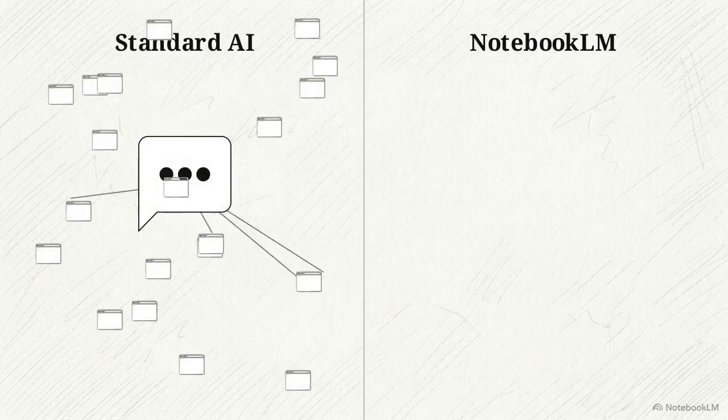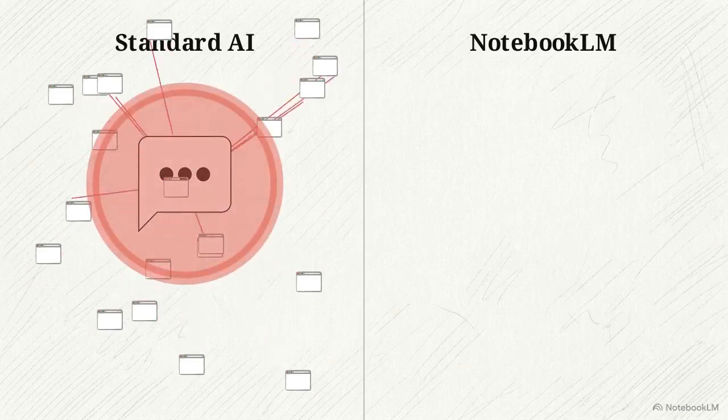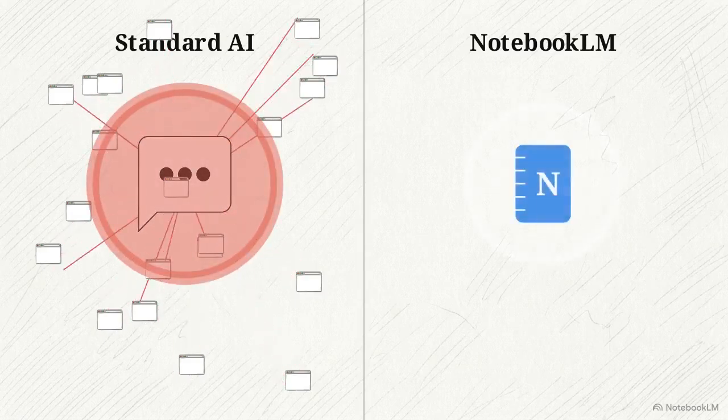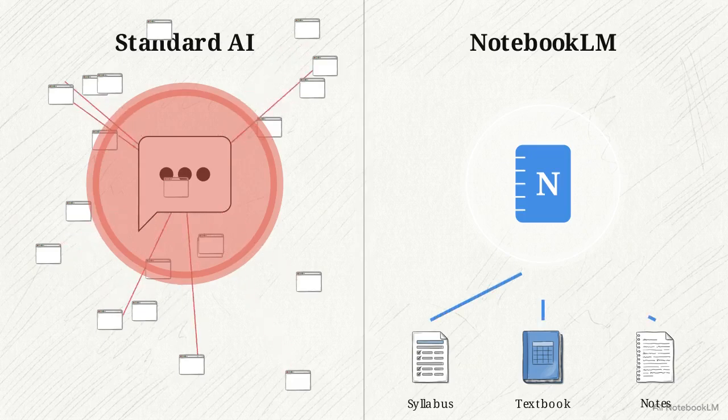This diagram shows why that matters. On the left, standard AI chatbots scrape a chaotic cloud of internet data, which leads to hallucinations. On the right, Google NotebookLM operates in a closed loop. It only pulls answers from the specific documents you give it.